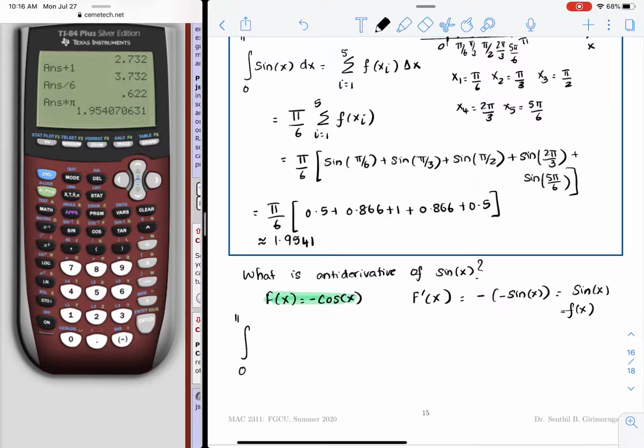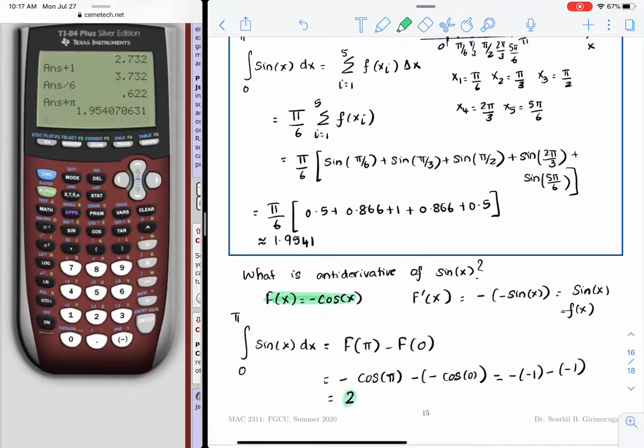So integral 0 to pi of sine x dx would simply be equal to f of pi minus f of 0, which is minus cosine pi minus minus cosine 0. Minus cosine pi is minus of minus 1, and minus of minus 1, we end up getting 2.